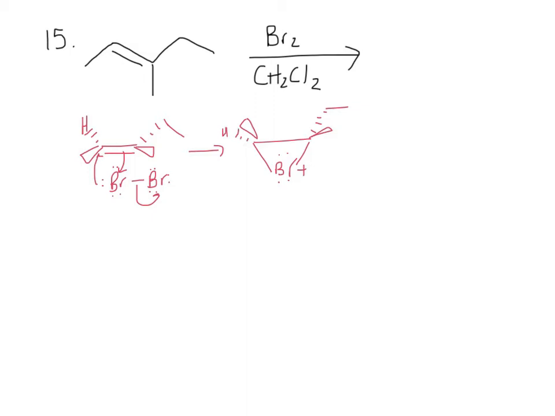Good. And when the Br minus comes in to attack, again, always make sure you attack from the opposite side as the halonium. So he has to come in from behind.